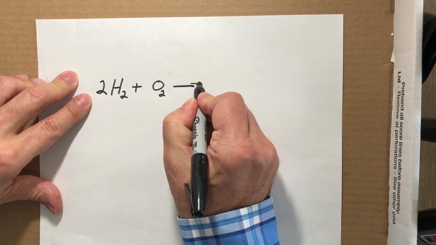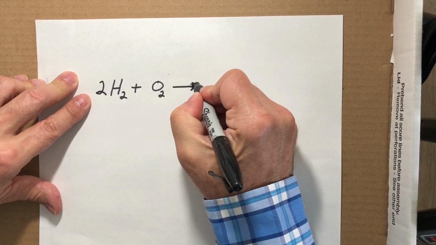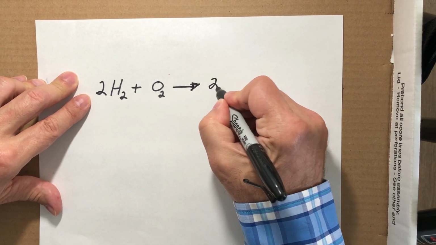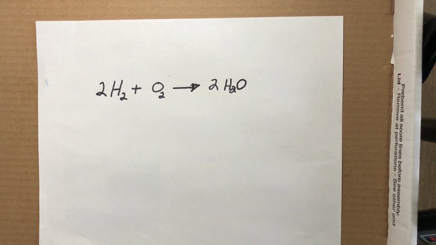Then it yields, or goes through a reaction. We don't use an equal sign, we use an arrow. And we actually end up with 2 parts of water, 2 molecules of water. And so that is actually the balanced chemical equation for the reaction that produces water. We happen to call that reaction combustion.